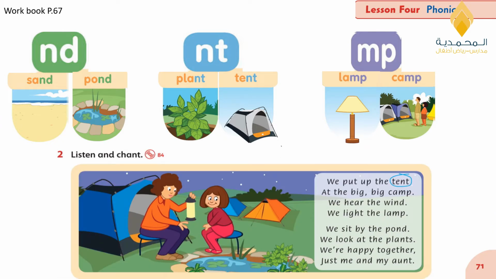Now let's answer exercise number 2. Listen and chant, and I want you to circle all the words that have the three sounds end, ent, and imp. We put up the tent at the big camp.